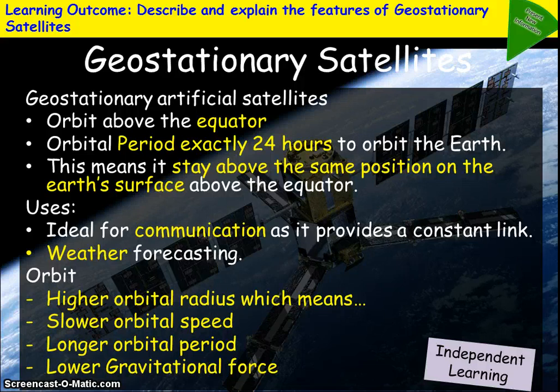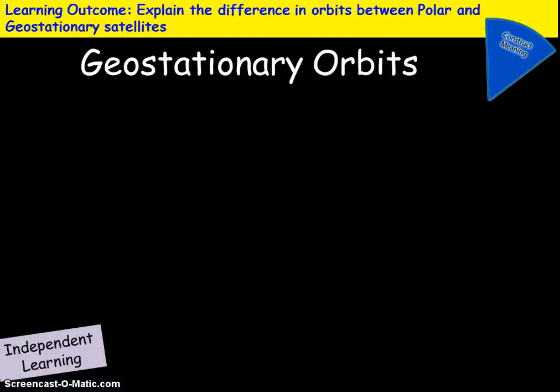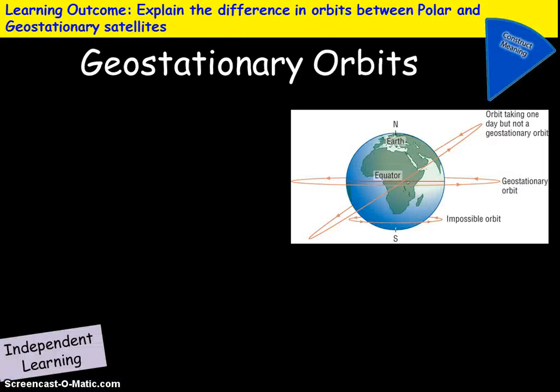Because they have a much higher orbital radius, it's more in the region of 500 kilometers upwards above the Earth, then their orbital speed is a lot slower, which is necessary for them to have the longer period, and they experience a lower gravitational force because they're further away from the Earth. Now, the orbit has to be above the equator because the equator is rotating around the Earth's axis of rotation. If you were to try and put an orbit north to south, because the Earth is rotating underneath you, you'd never be geostationary.